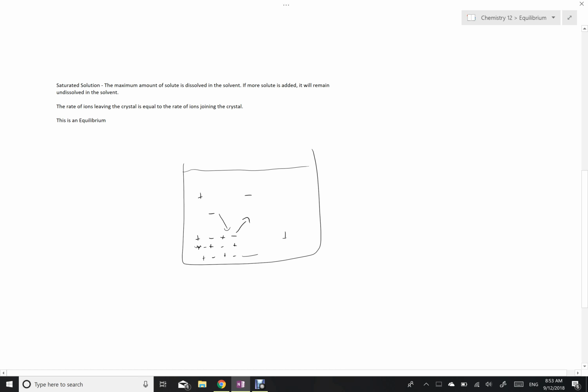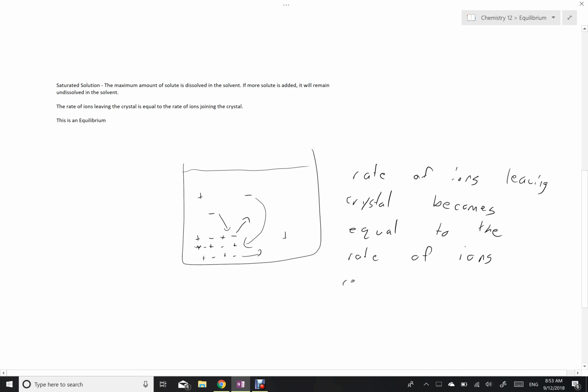The ions keep leaving and other ions keep coming in to replace them, but because the rate of ions leaving, or what we call the forward reaction, becomes equal to the rate of ions rejoining the crystal, forward rate and backward rate are equal, and so the saturated situation is the equilibrium.